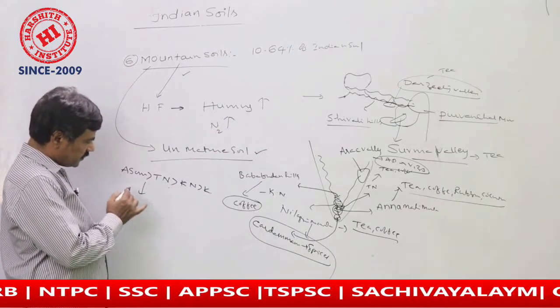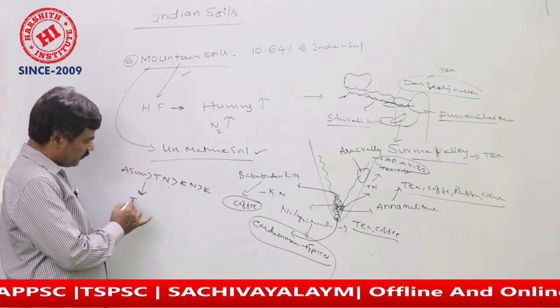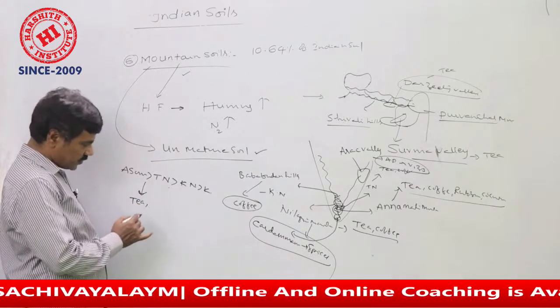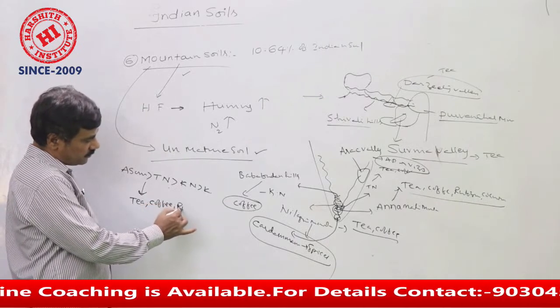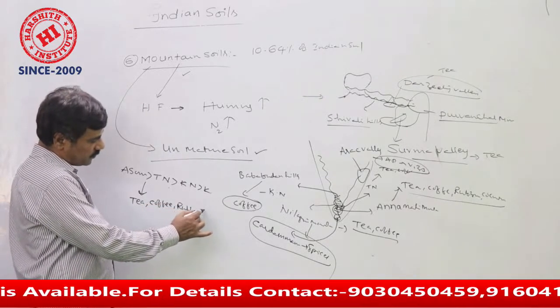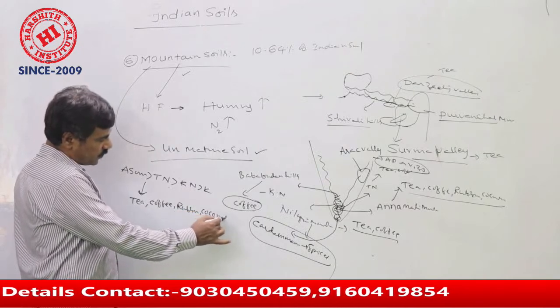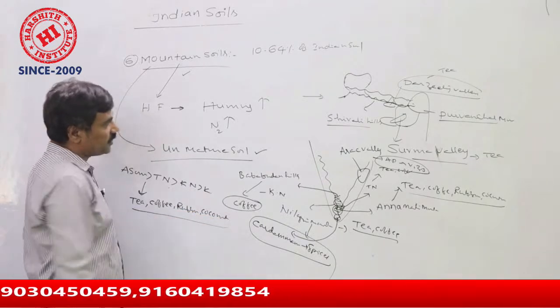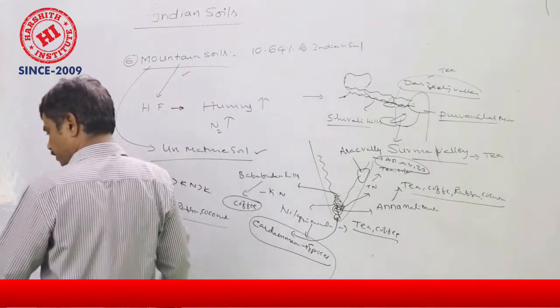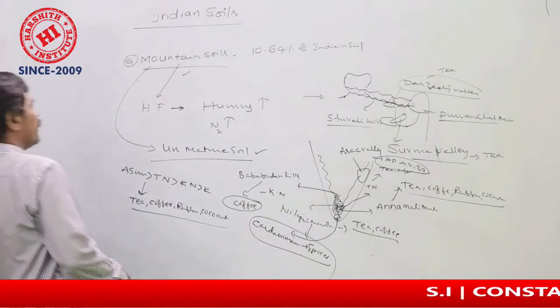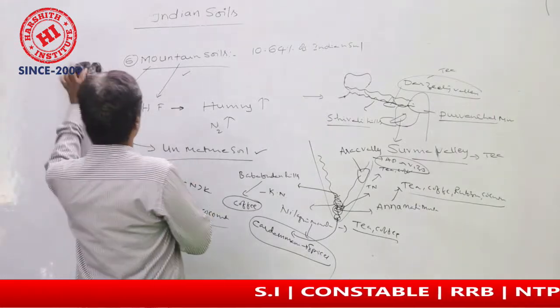So these soils are very suitable for plantation crops: tea, coffee, rubber, coconut. Different types of plantation crops can give the highest production on the slope of the mountain soil.